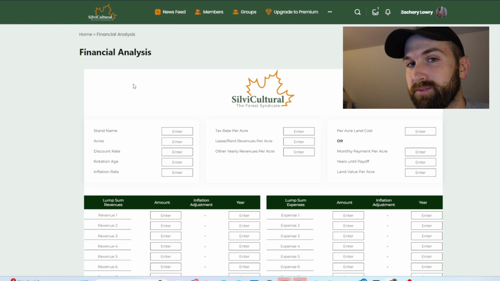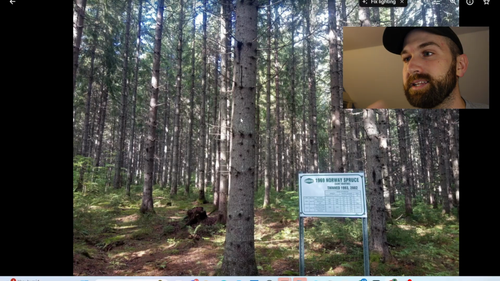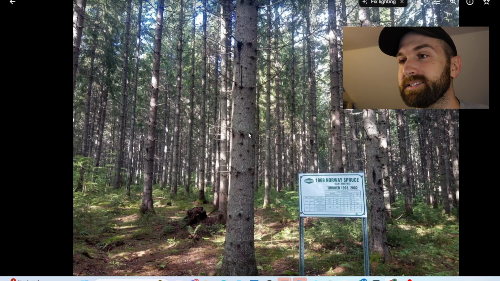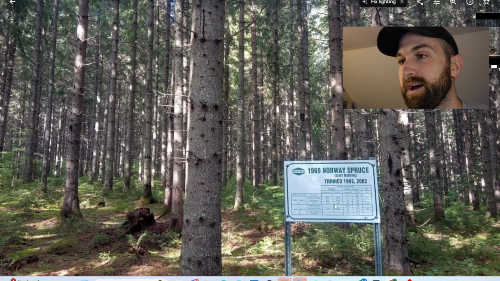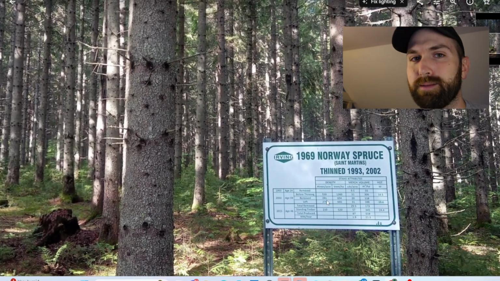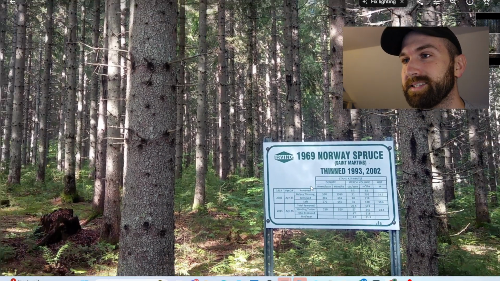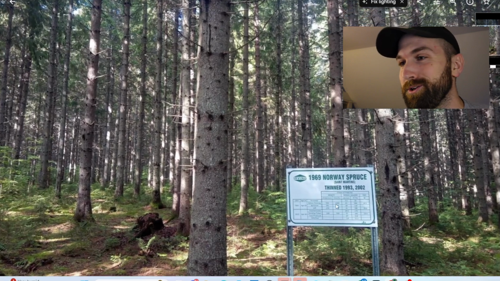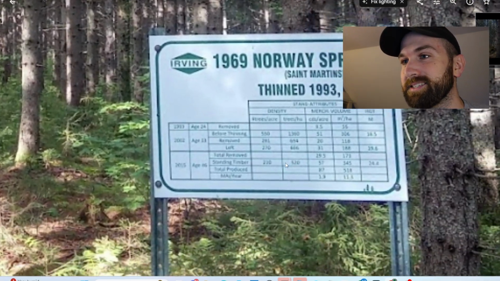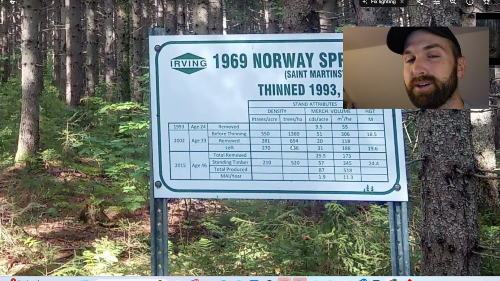So what I'm going to be using for an example today is a Norway spruce plantation planted in 1969. And this is actually from Irving Woodlands Ground in New Brunswick. I visited it back in 2019, I believe, and it was planted in 1969. And the reason we're going to be using this basically is because it has this nice sign here that has all the data from their harvests and the growth rates and so forth. So it's a really great example.